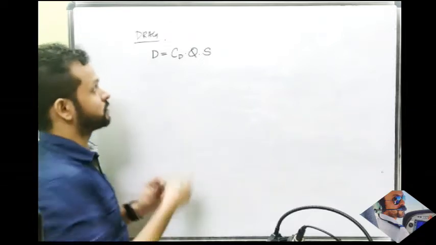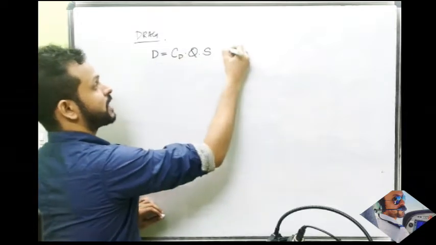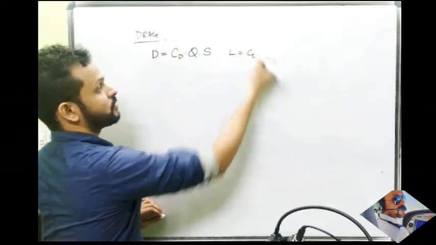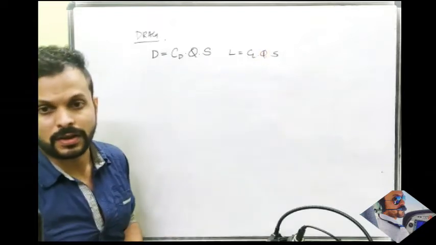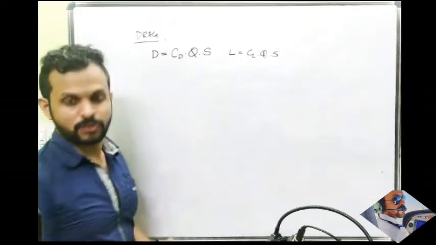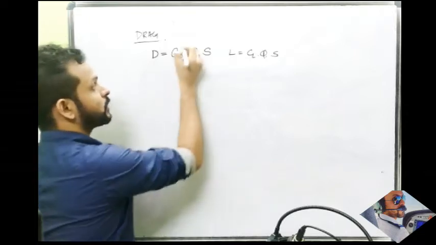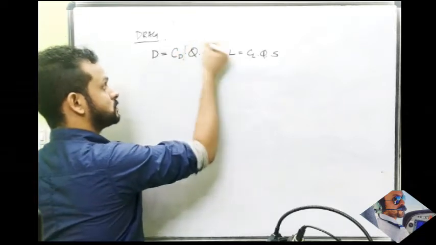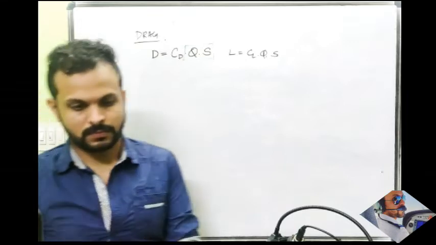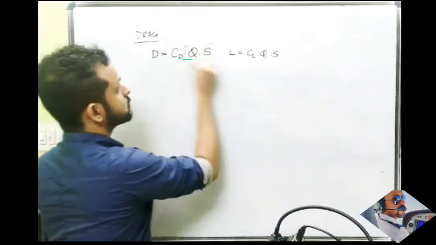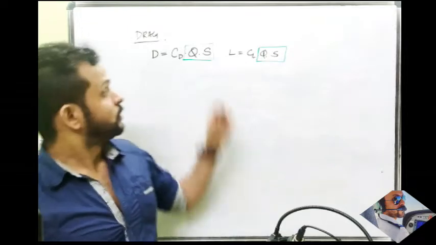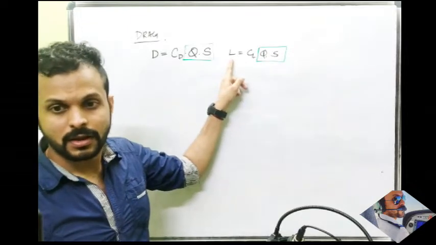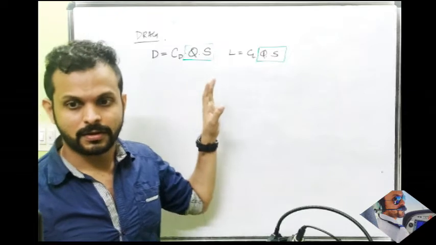So what do you understand from this? If I write the lift equation and drag equation side by side, the lift equation is coefficient of lift into dynamic pressure into wing area. What do you understand from these two equations? So look at these terms here. The product of dynamic pressure and the wing area contributes to both lift as well as to drag, right?